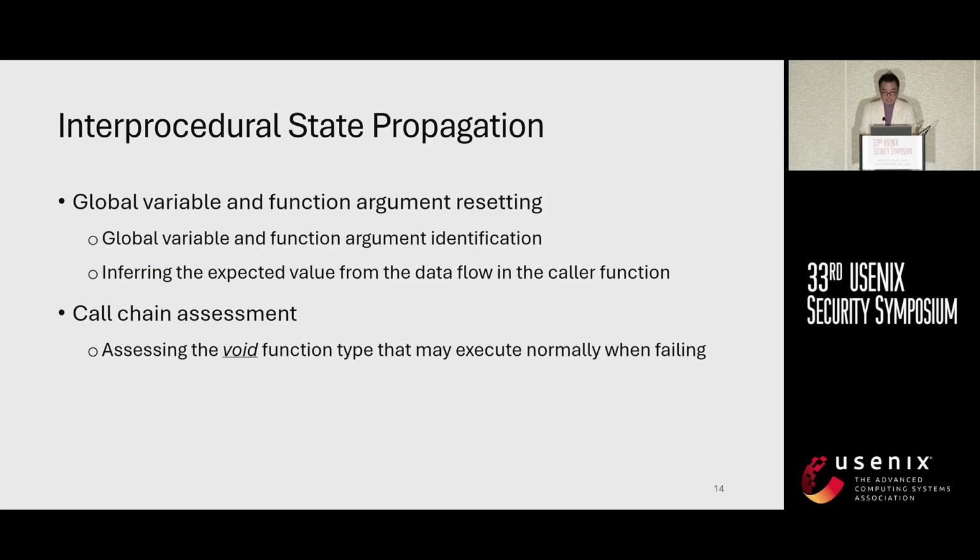After generating the initial patch, we conduct the interprocedural state propagation to generate the final patch, mainly consisting of 2 steps. The first one is to reset the global variable and function argument, which includes the global variable and function argument identification, and inferring the expected value from the data flow in the caller function. And the second one is cleanup assessment. The purpose of this step is mainly for the void function type. Please refer to the paper for more details.